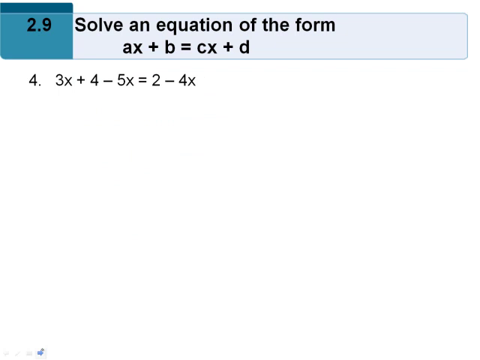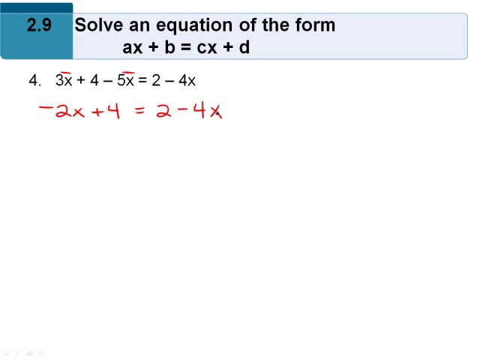All right, let's look at this one. We have 3x plus 4 minus 5x equals 2 minus 4x. Once again, we have some like terms here on the left-hand side of the equal sign. So we have 3x minus 5x. 3 minus 5 is negative 2x plus 4, that comes down, equals 2 minus 4x.